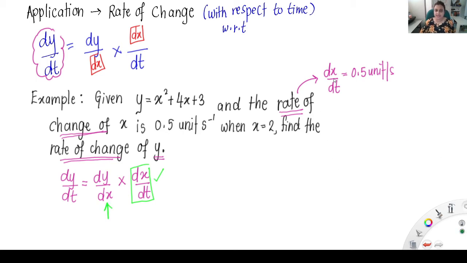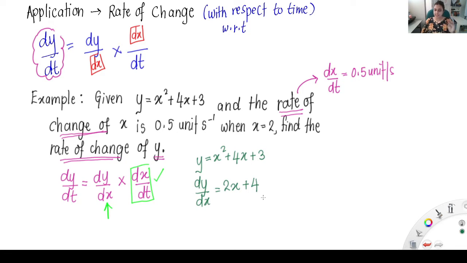Okay, we just need to find dy dx. How to find dy dx? Very simple. Go back to the equation there. The y is x squared plus 4x plus 3. So when you want to find dy dx, you differentiate. So we will get here 2x plus 4.